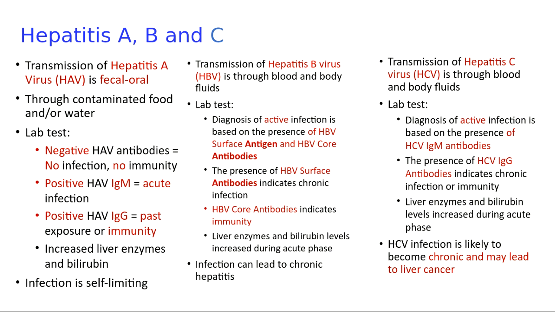Again, if they suspect a current infection or a recent infection, they are going to be looking for anti-hepatitis B or C IgM antibodies. If they are looking for past exposures or immunity, they are going to look for IgG antibodies.